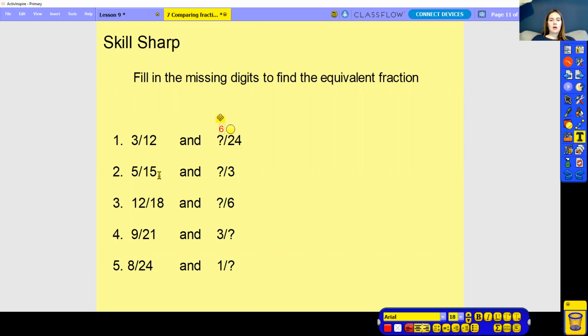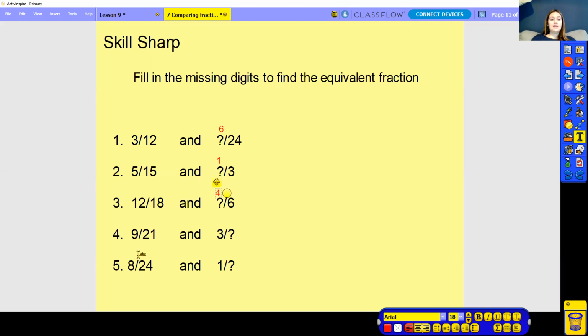This one here, it's gone from 15 to 3. So what do you do to 15 to get to 3? You divide by 5, so therefore you divide the numerator by 5, so that gives you 1. So it becomes 1/3. This one here, to get from 18 to 6, you divide by 3. So 12 divided by 3 gives you 4, so it's 4/6.